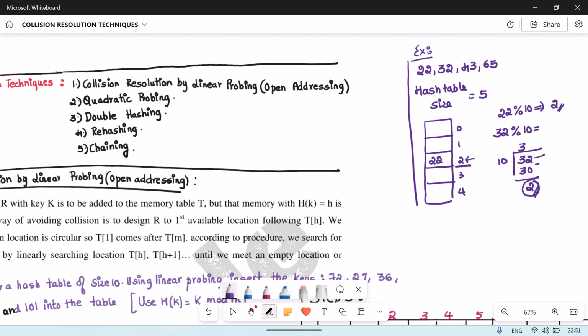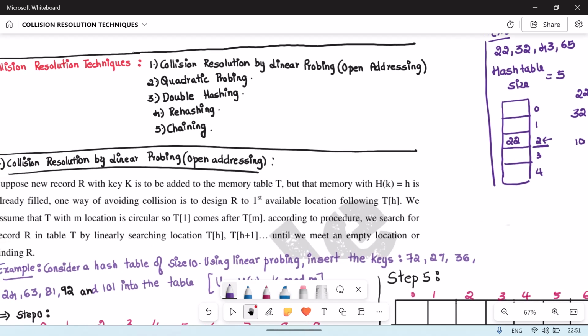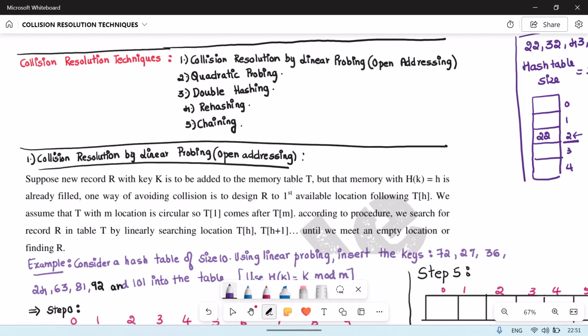When an element is already present in a particular index of the hash table and you want to insert another element, and the hash function for that element points to the same location as another value that is already present, this leads to a situation called collision. Now, what to do if collision happens? See here, I have listed down 5 techniques through which we can resolve the collision. In this video, I will be talking about all the 5 techniques.